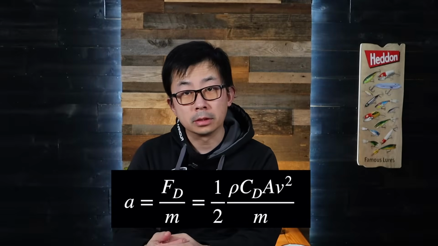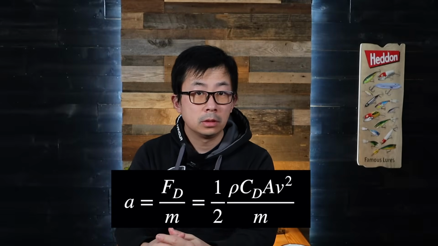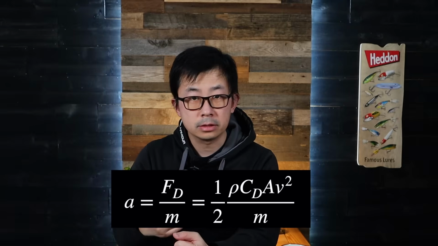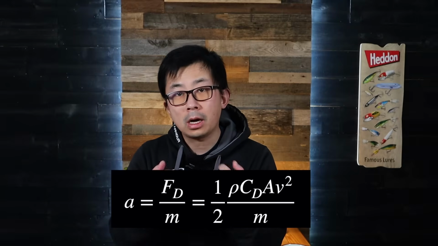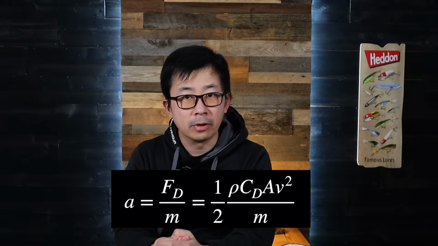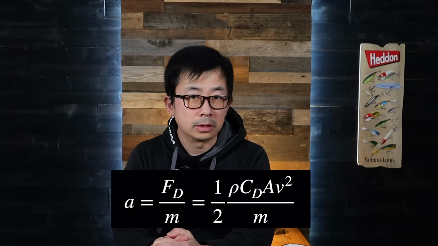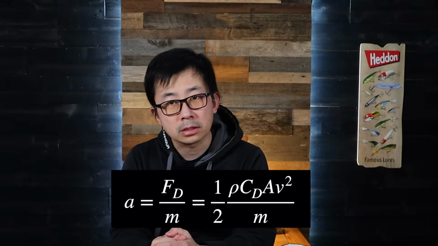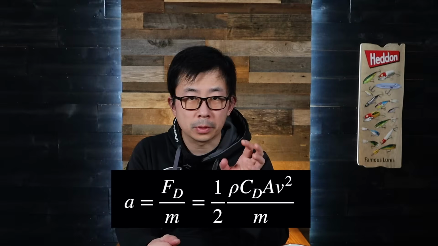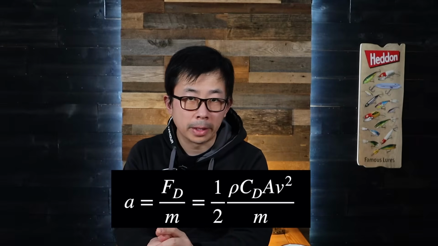Now, light lure means the M is small. Now again, our mission is to keep this deceleration A small. Now, if you cast with too much force, which means the V is very high, the air drag is high. Now, if you are casting your normal weight bass lure, the deceleration can still be handled by your reel's main brake.